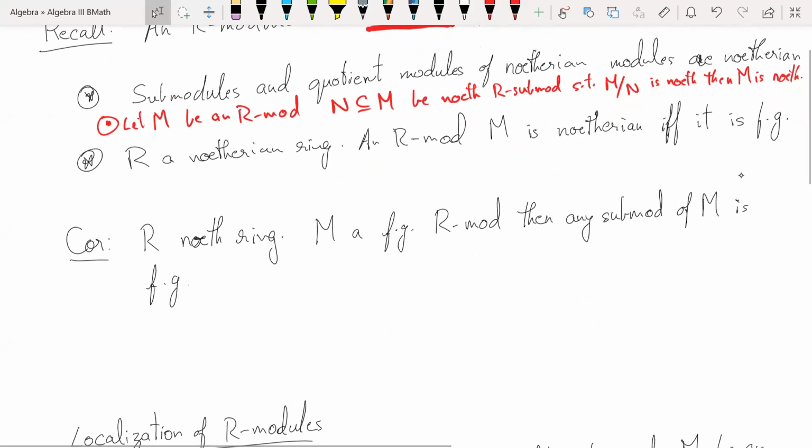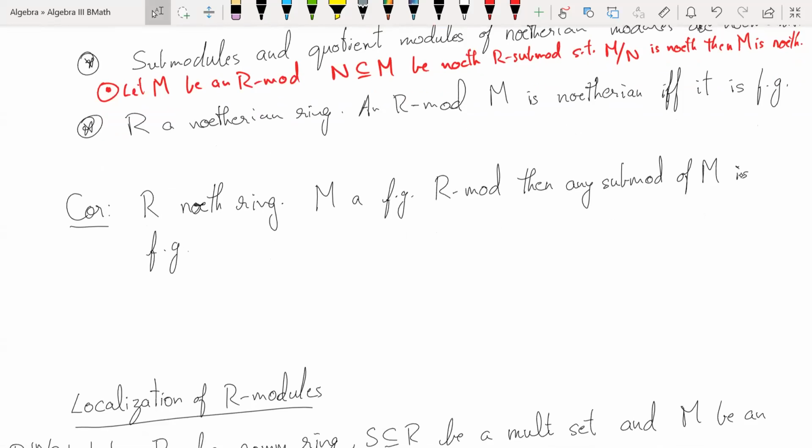So first of all, why is this true? Because if M is a finitely generated R module over a Noetherian ring, then by this theorem which we proved, M is a Noetherian R module, and then its submodule is going to be Noetherian and hence finitely generated. So it automatically follows immediately from the two previous results mentioned. And what's an example where this fails?